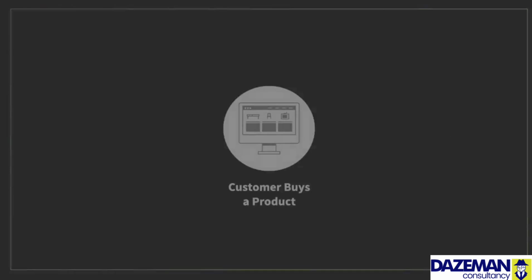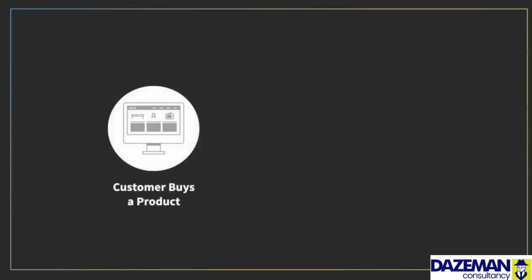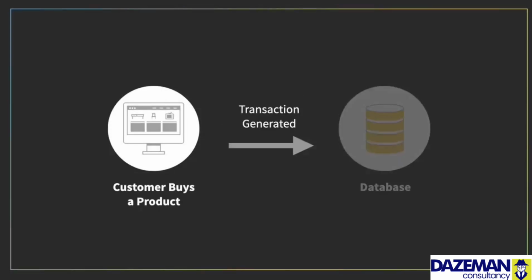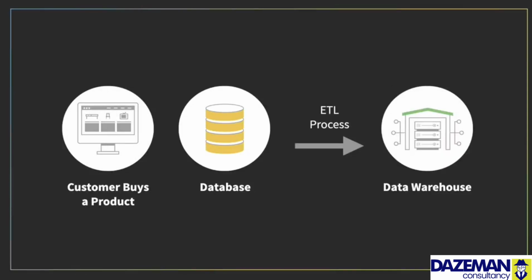Here is an example. Assume you go to an e-commerce website like Amazon. Once you buy something, a transactional order gets generated. That's typically when an entry gets inserted into an e-commerce database. Later on, this entry from the database will move to a data warehouse by a process popularly known as the extract, transform, and load process. In short, we call it ETL.